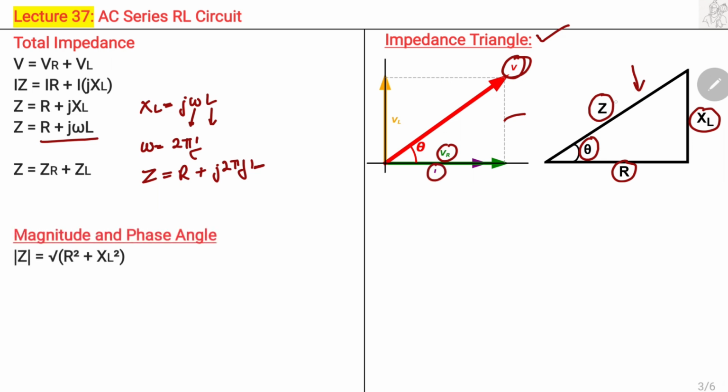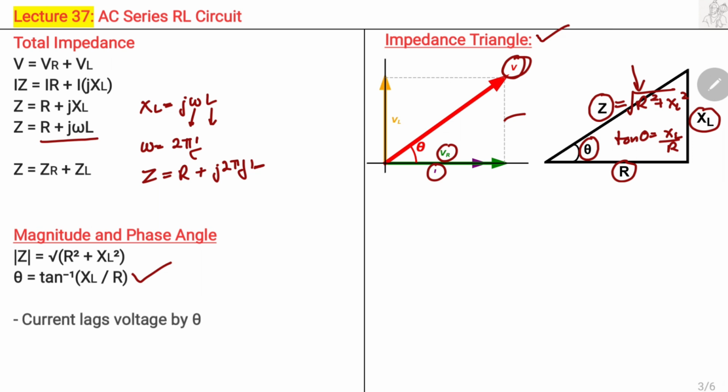The magnitude of impedance is equal to the square root of R square plus XL square. We know that tangent theta is equal to perpendicular over base. Therefore, theta comes out to be equal to tan inverse of XL by R. And we can say that the current is lagging the voltage by an angle of theta.